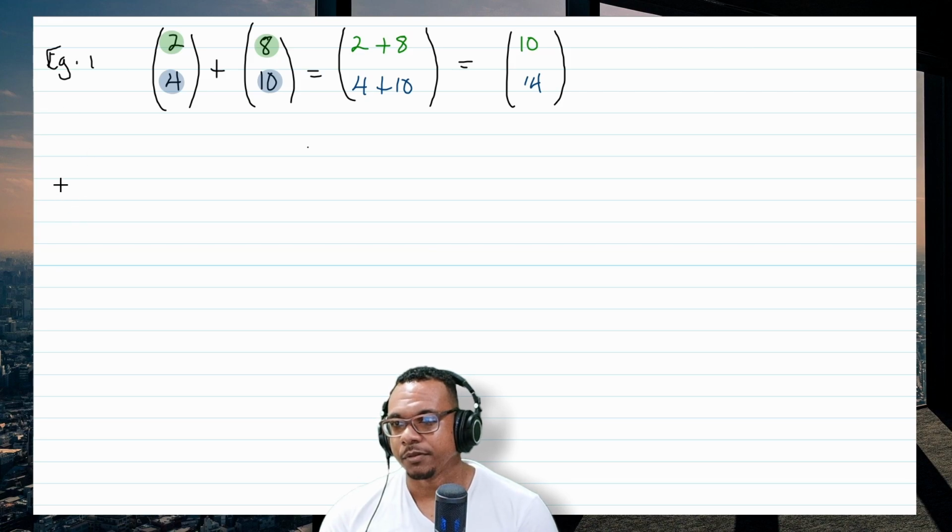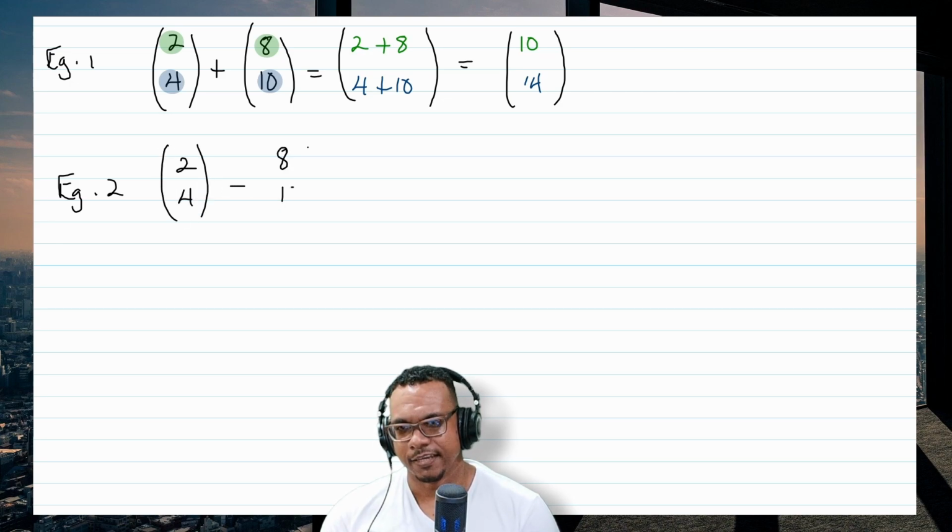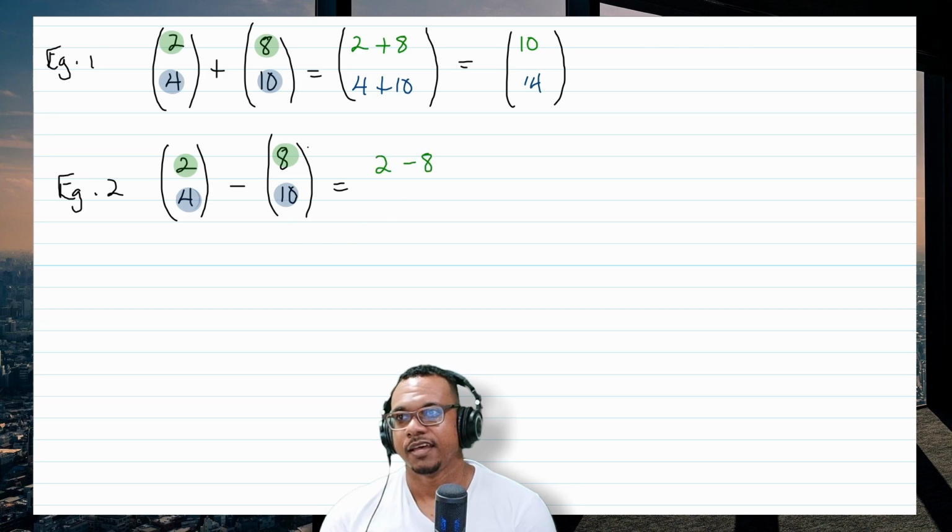All right, let's give our next example, subtraction. If I take the same thing, 2, 4, and let's take that subtraction sign, 8, 10. Let's see what we get. Again, the 2 will line up with the 8, and the 4 will line up with the 10. So you're going to have 2 take away 8, and 4 take away 10.